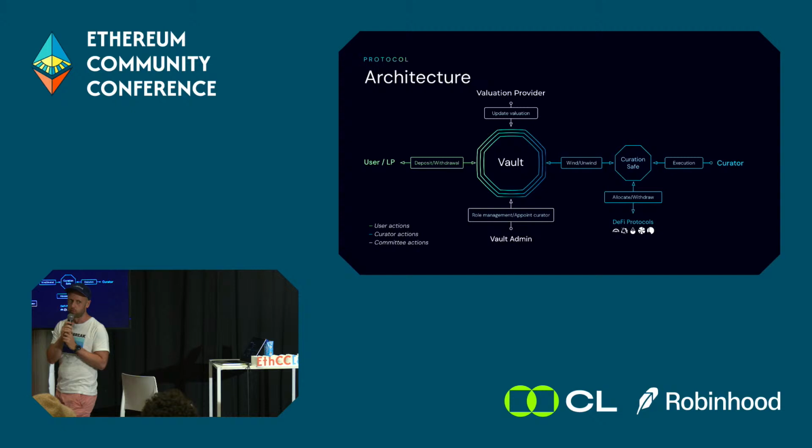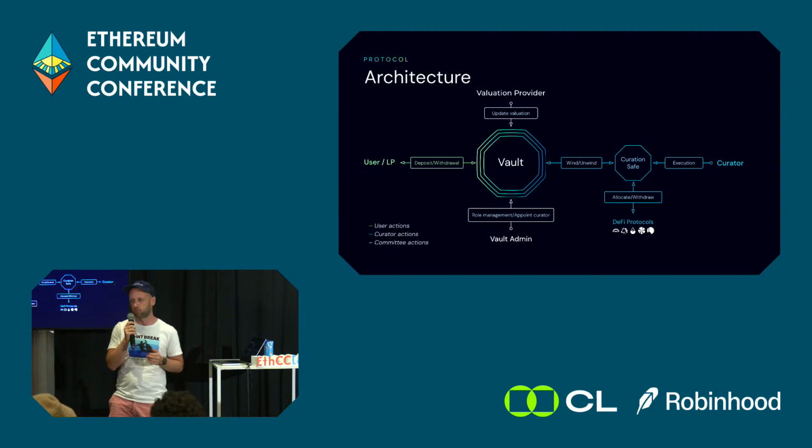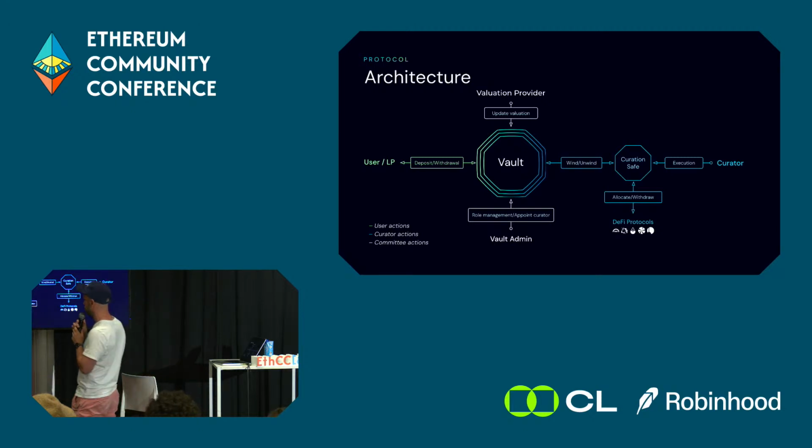When the curator does a settlement, there is a netting between deposits and withdrawals. If there are more deposits than withdrawals, some underlying of the vault will go from the vault to the curation Safe. And if it's the other way around, some underlying will go from the curation Safe to the vault for redemption.